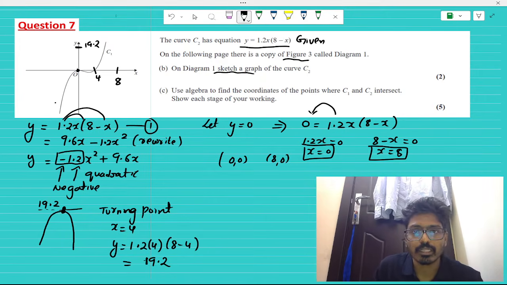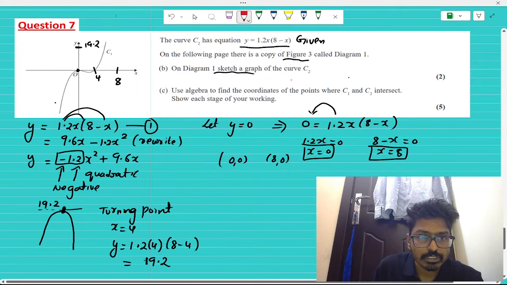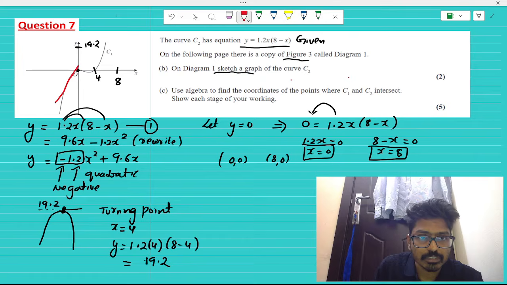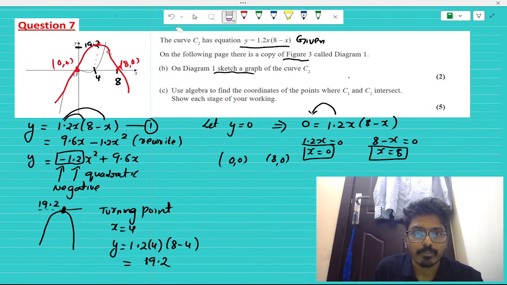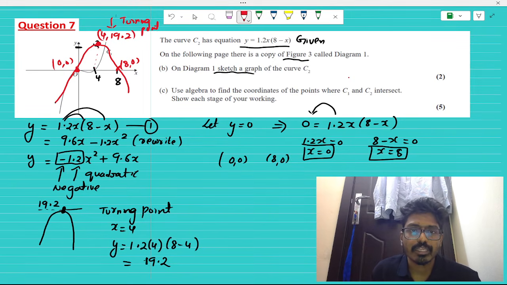So if this point is 19.2, then our curve would be something which you can see, which passes through (0, 0) and something like this. So this point is (8, 0) and this would be (0, 0) and this point would be (4, 19.2). So this is going to be our turning point. I hope the graph part is very clear, how to sketch the graph.